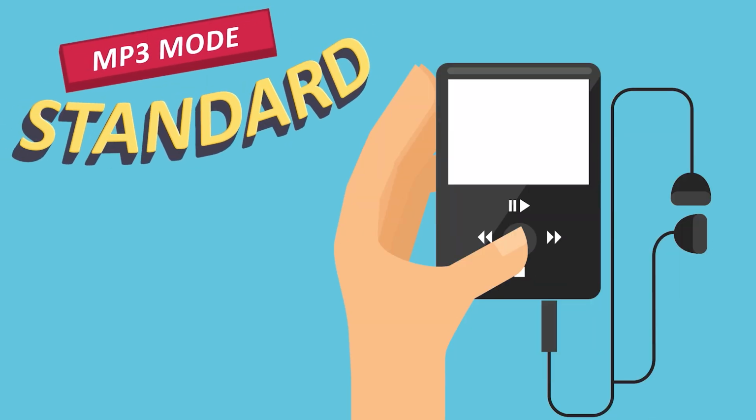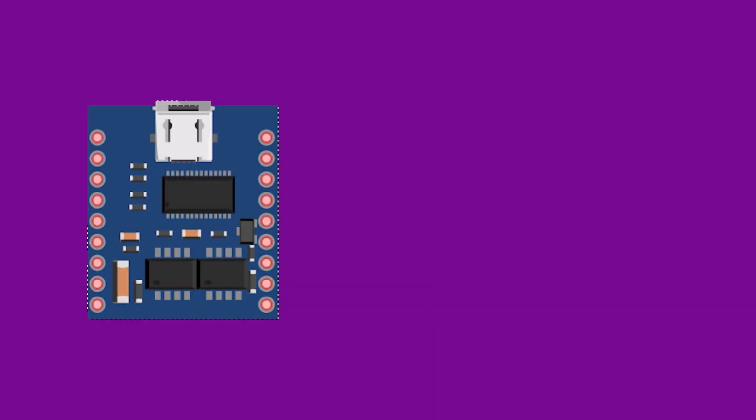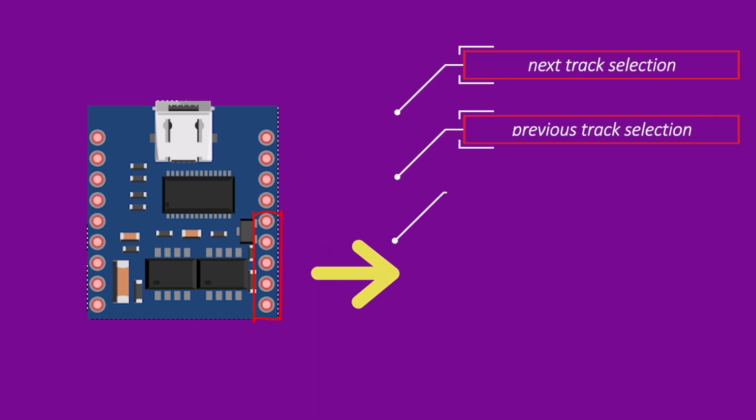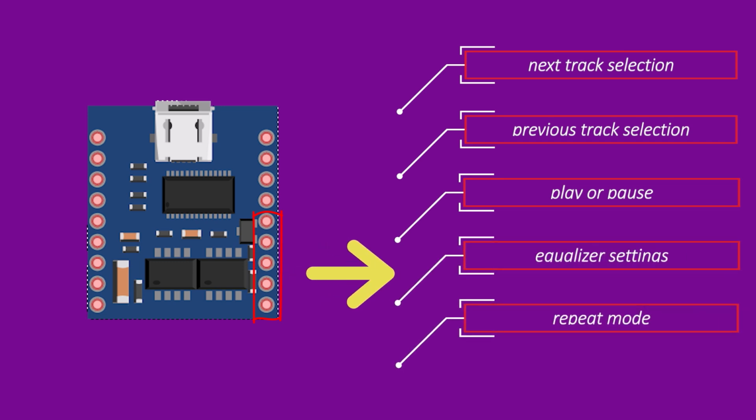The standard MP3 mode makes the module function like a traditional MP3 player. In this mode, the I/O0 to I/O4 pins act as controls for next and previous track selection, play or pause, equalizer settings, and repeat mode, respectively.